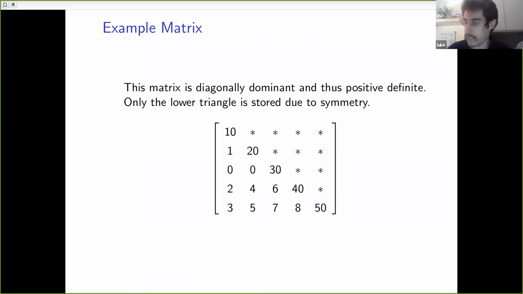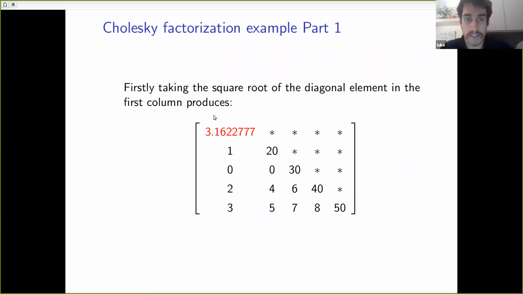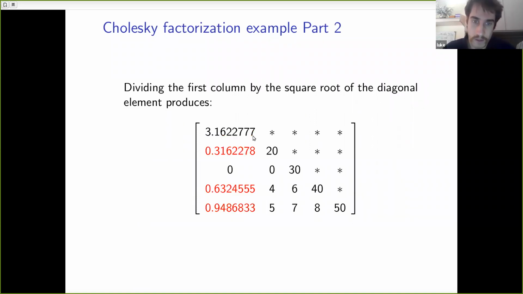Here we have an example matrix. It's diagonally dominant. We only have the lower triangle due to symmetry. We're going to treat this matrix as sparse, even though really sparse matrices are much sparser than this, but we're going to avoid the work with these zeros. So I'm going to go through an example of Cholesky factorization. First we take the square root of the diagonal element. Then we divide the first column by the square root of the diagonal element. The parts in red are the parts that are being changed, for convenience. Note that this wasn't changed. And this completes the C div.